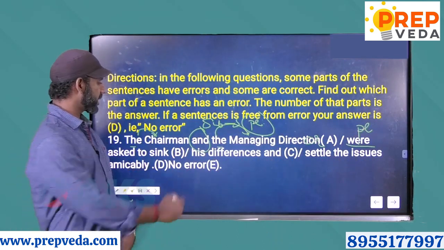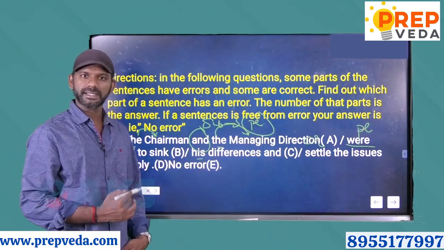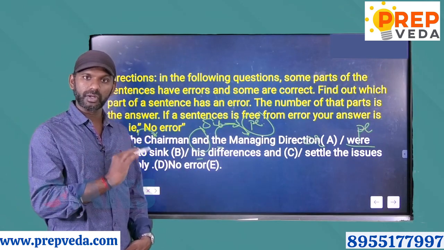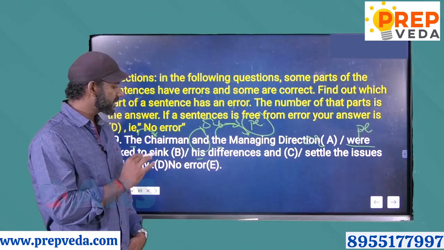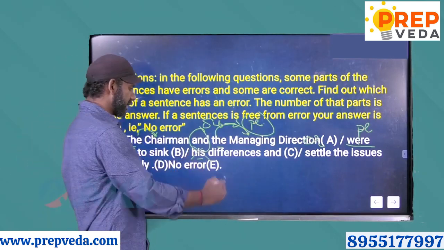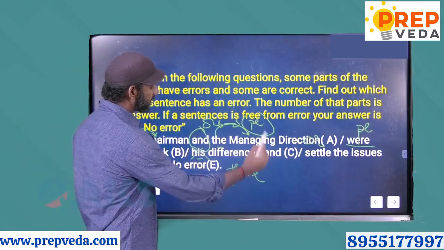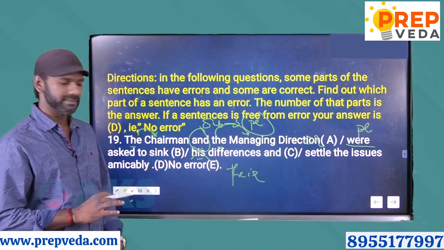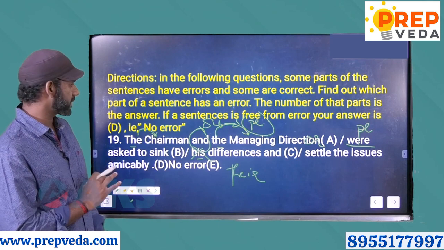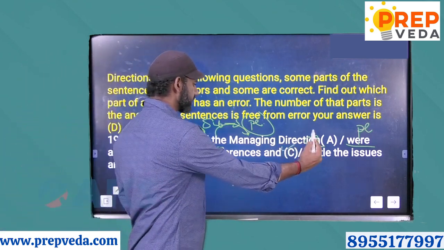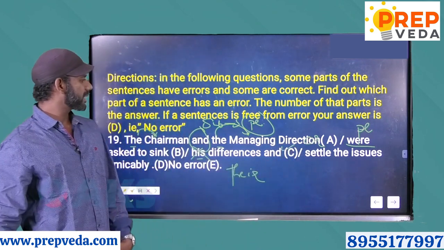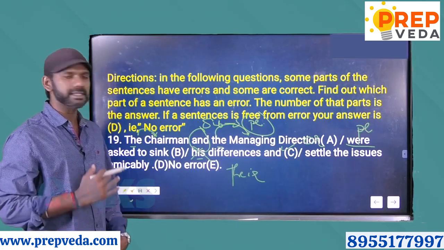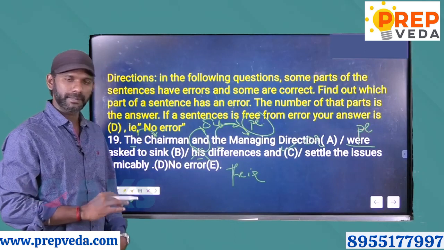Were asked to sync his differences. His is a singular pronoun. The subject is plural, the verb and the pronoun must also be plural. So in this case, it cannot be his, that is the error. It must be their differences and settle the issues amicably. So the error in this sentence is in part C. The chairman and the managing director were asked to sync their differences and settle the issues amicably.